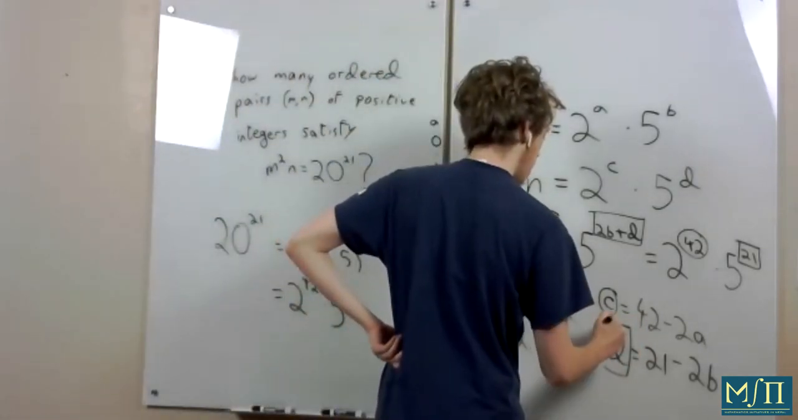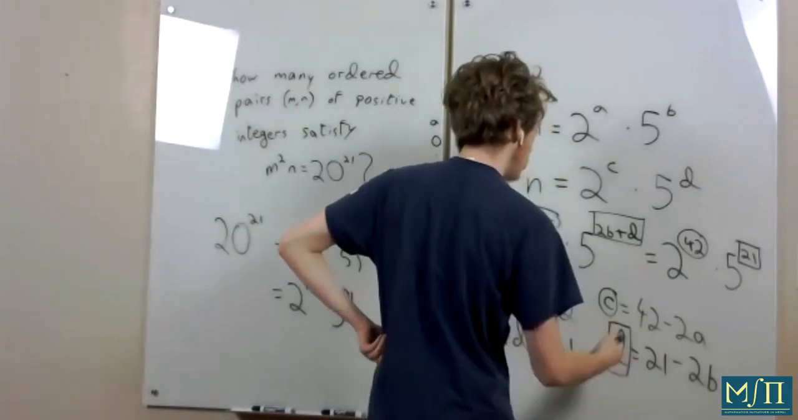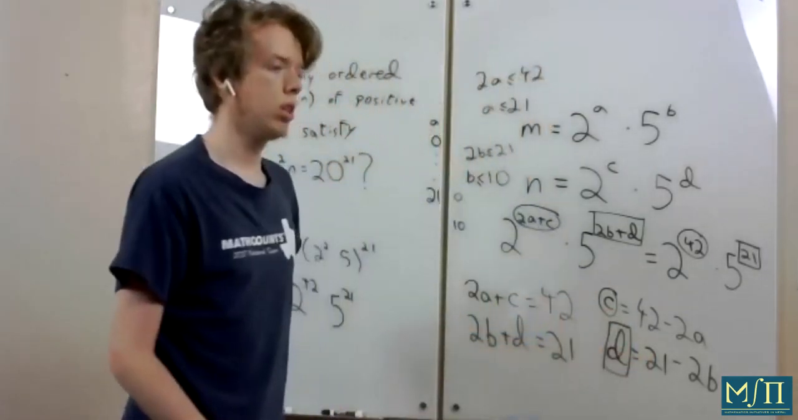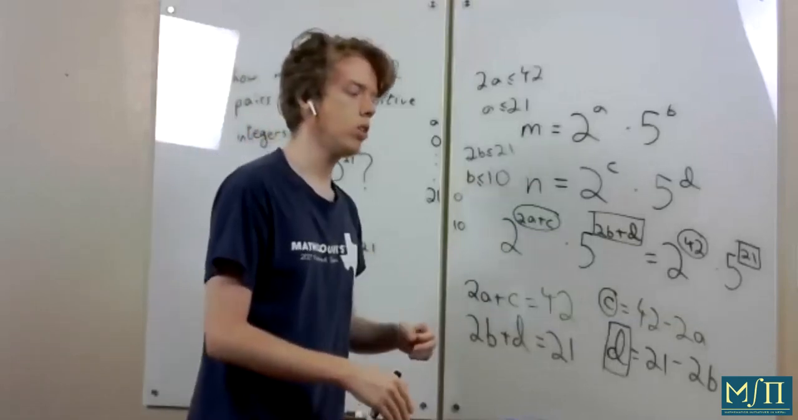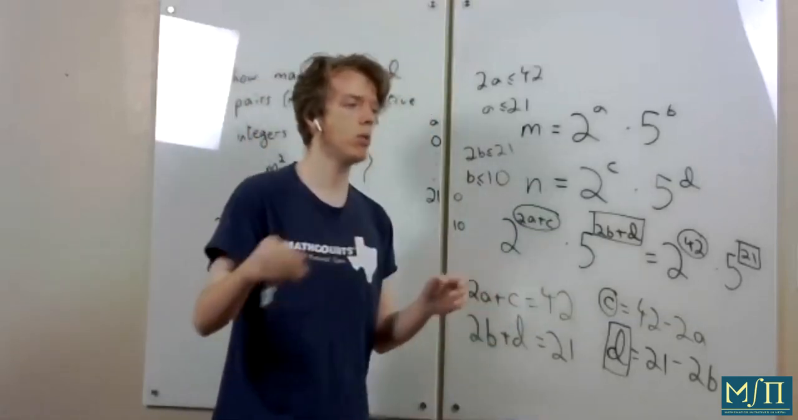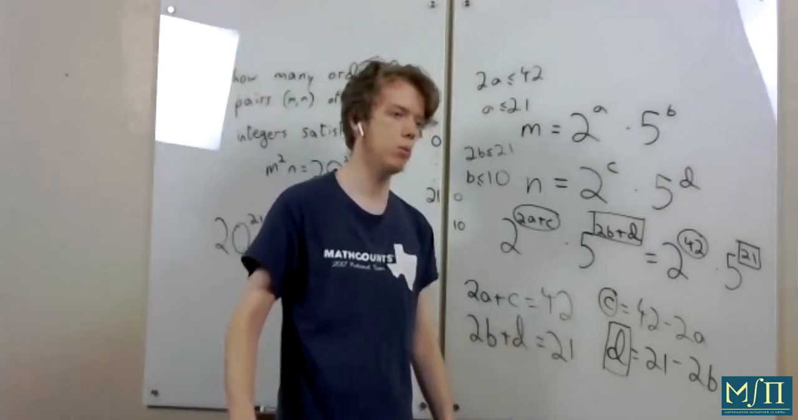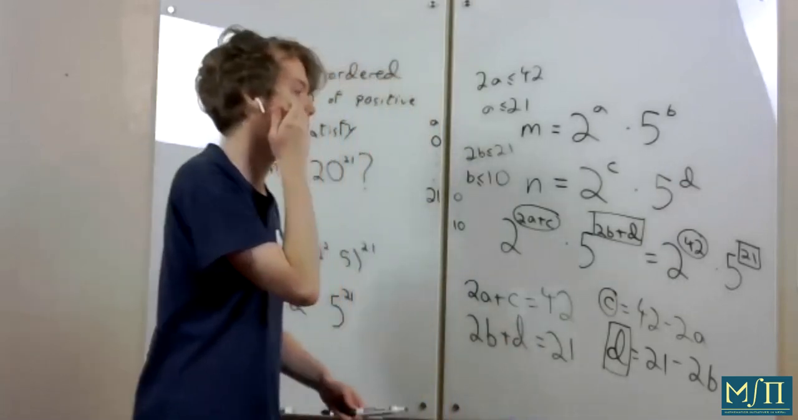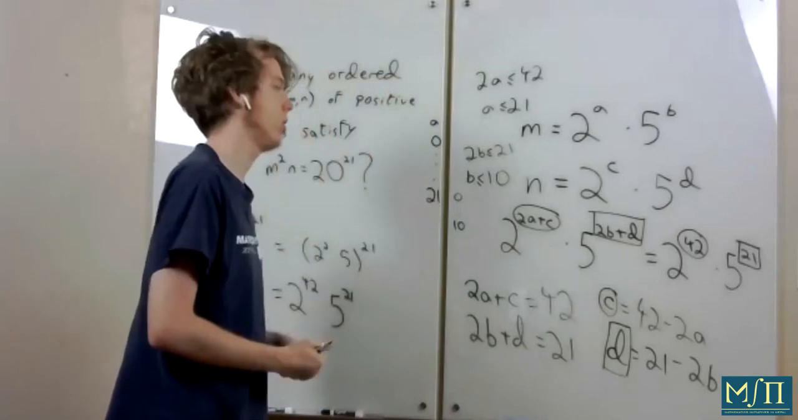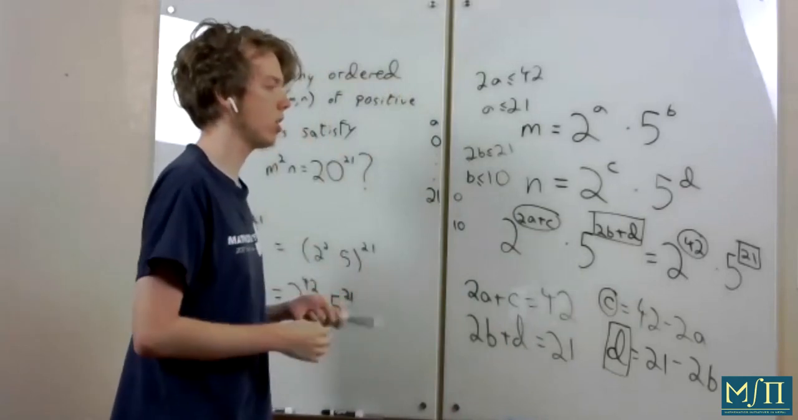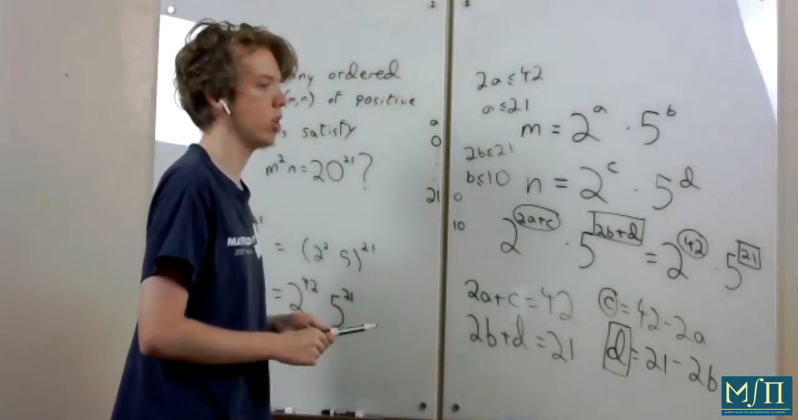And so the number of ways to choose all of them in total is like the number of ways to choose A and C times the number of ways to choose B and D. The number of ways to do one thing times the number of ways to do the other thing is the number of ways to do them both. You can think of this as basic combinatorics.